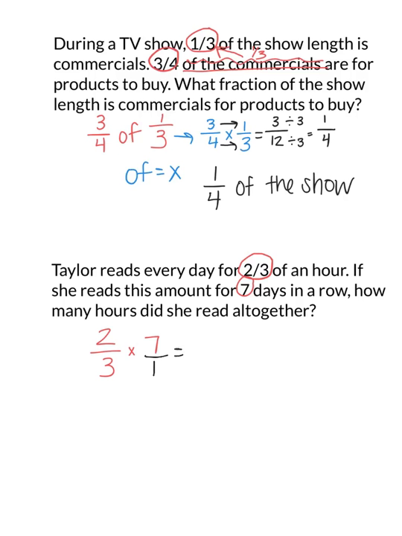So I can do 2 times 7 is 14, 3 times 1 is 3. Then all I need to do is change this into a mixed number. So 3 goes into 14, well 3 times 4 is 12, so that would leave 2 left over, 4 2/3. So for our question, how many hours did she read altogether? Our answer would be 4 2/3 hours.